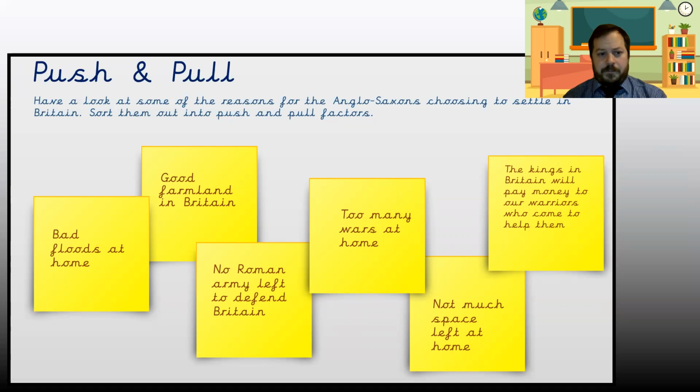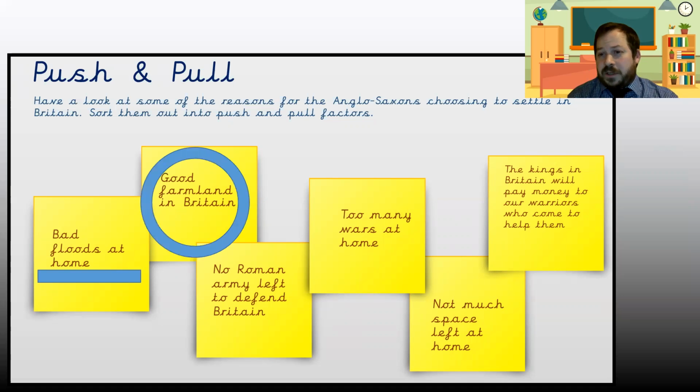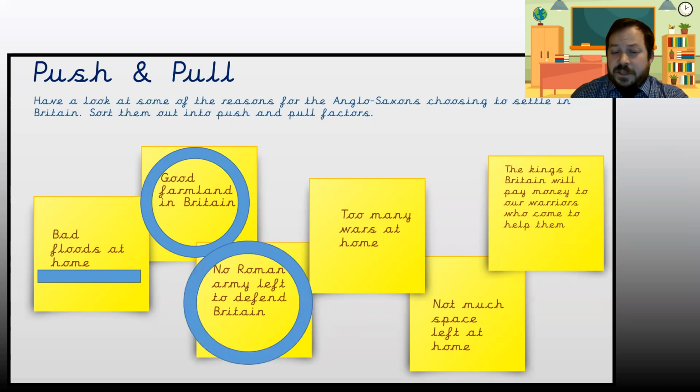Let's have a look. The first one, bad floods at home, is a push factor, a reason why you might want to leave. Good farmland in Britain is obviously a pull. You want to go there because you know you can grow crops there and you're going to be fed. No army left to defend Britain is definitely a pull. You're going to be able to invade a country without really having a fight. And that just makes life easier.